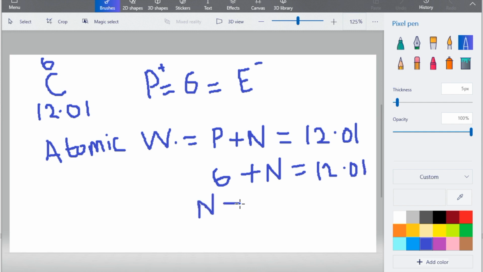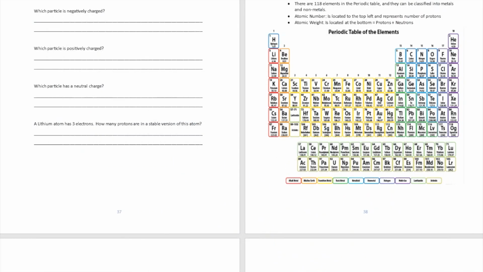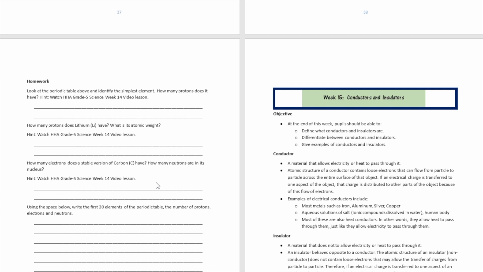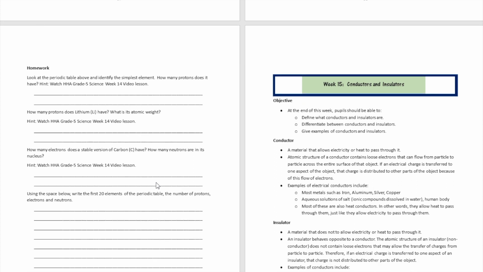All right. So guess what? So the number of neutrons will be equivalent to 12.01 minus 6. Okay, which is going to be equivalent to, you guessed what, 6.01. That's going to be the weight of the neutrons in the nucleus of a stable carbon atom. All right, good work.